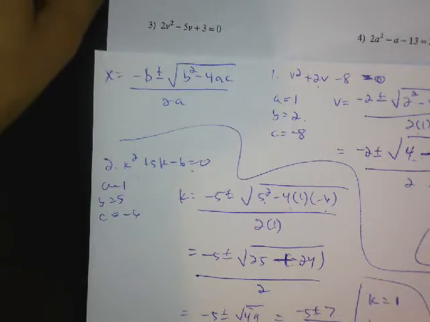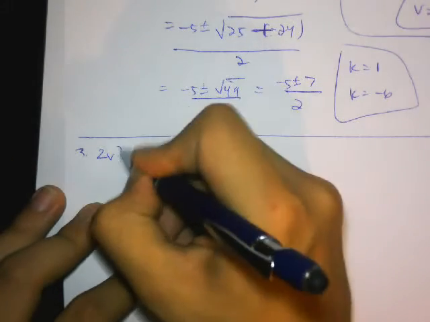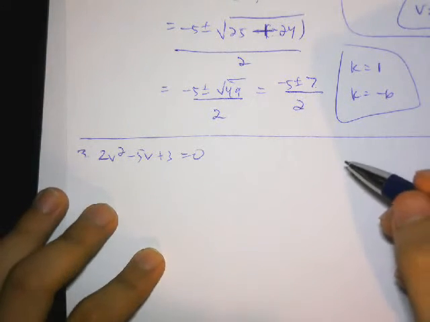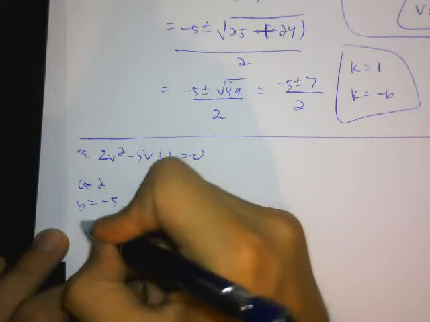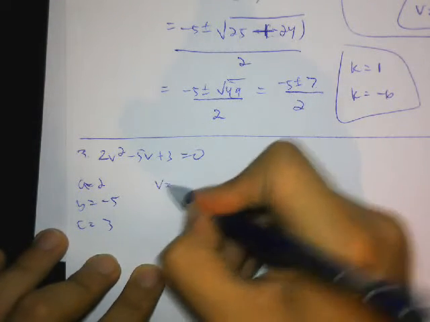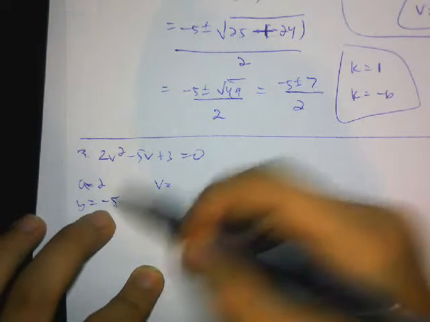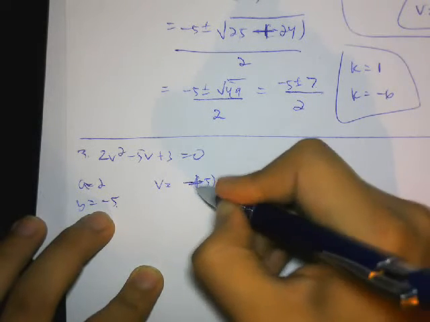Alright, number 3. Number 3 is 2v squared minus 5v plus 3 is equal to 0. My a is 2, my b is negative 5, and my c is positive 3. So v is equal to negative b. My b is already negative, so negative becomes a positive, so positive 5.